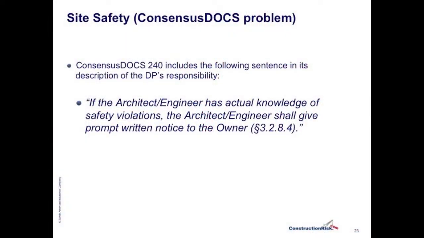The ConsensusDocs 240 has language that I do not like, and it says the following: if the architect engineer has actual knowledge of safety violations, the architect engineer shall give prompt written notice to the owner. Close quote. Now, that provision effectively requires that in the event that the design firm knows of a safety violation, for example, it must report it to the project owner. That is indeed the requirement in a lot of states.